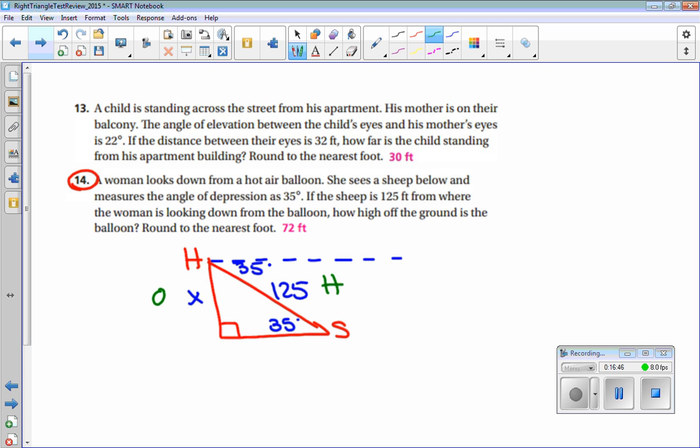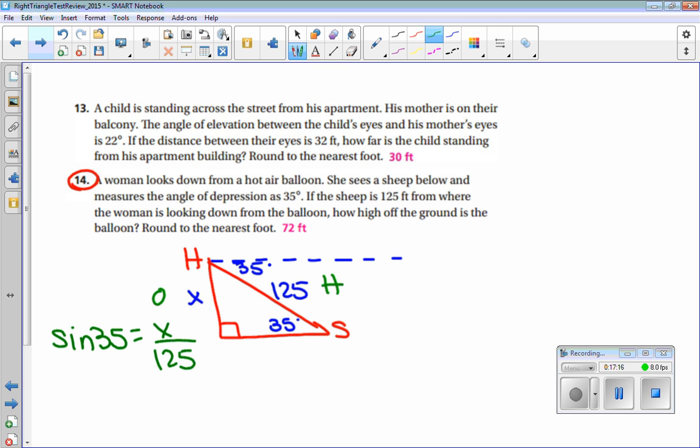A lot of you put cosine. Is it because you had 35 in the top corner of the triangle? Is that why those of you who got it wrong got it wrong? Make sure that when we're talking about angle of depression, it's on the outside of the triangle. It's the same as the angle of elevation. So make sure the placement is important. So this is the sine. The sine of 35 is equal to x over 125.